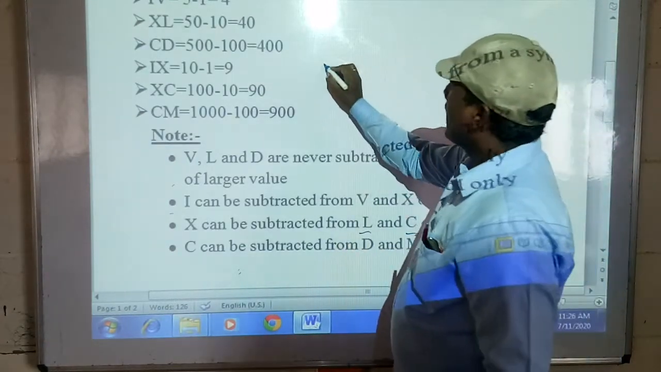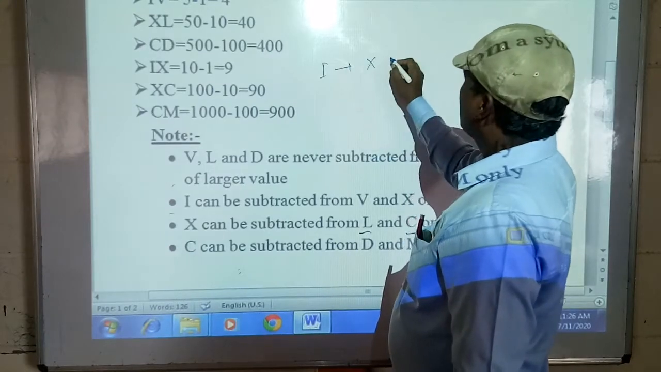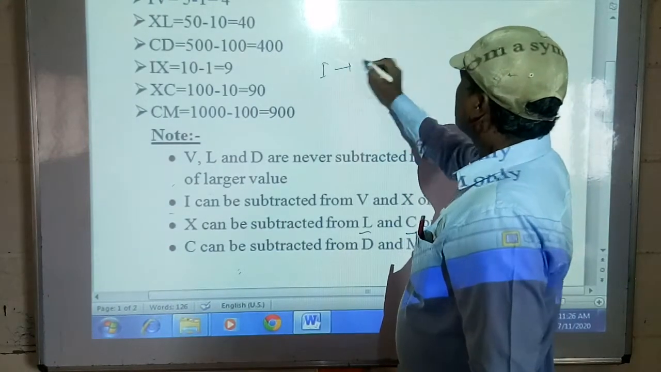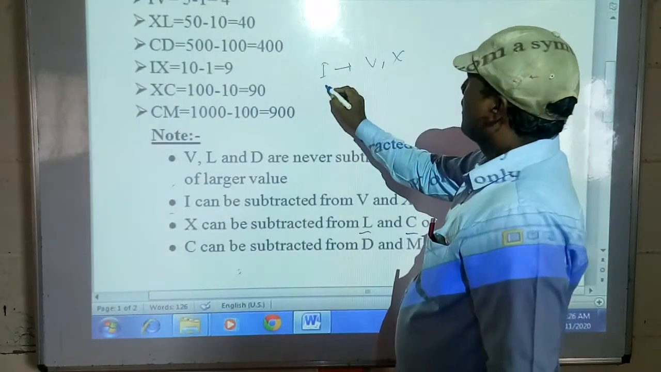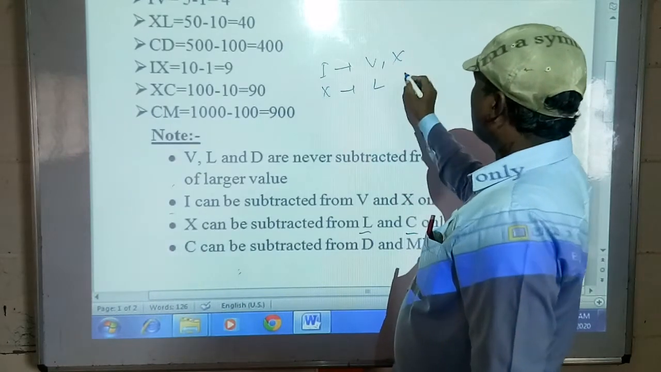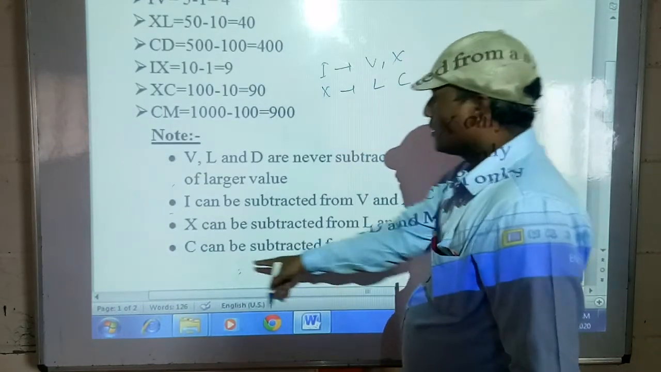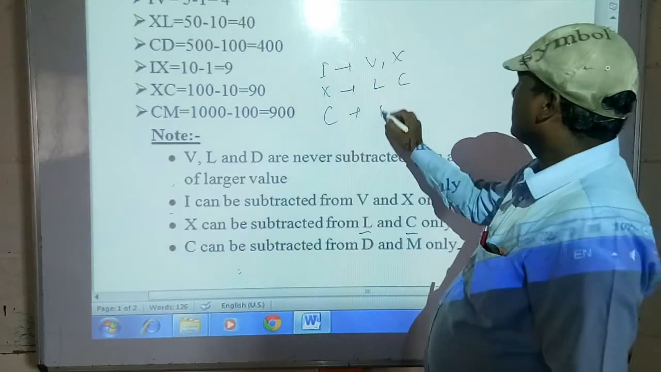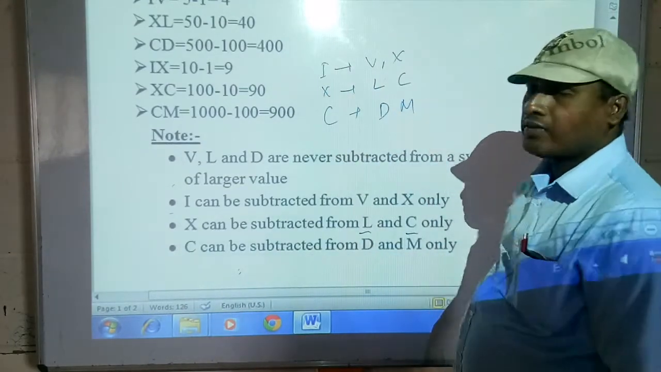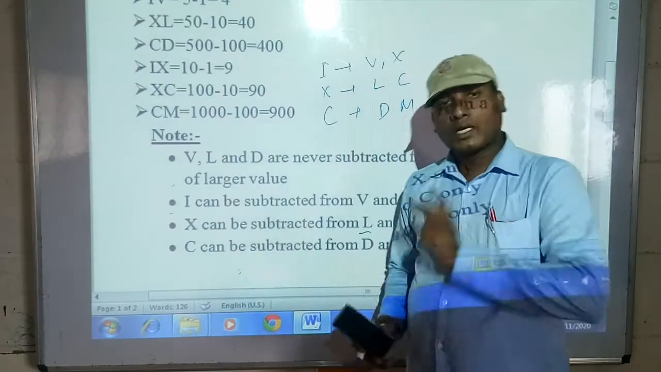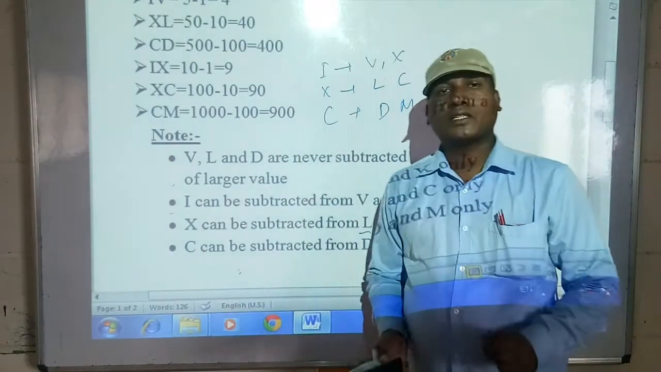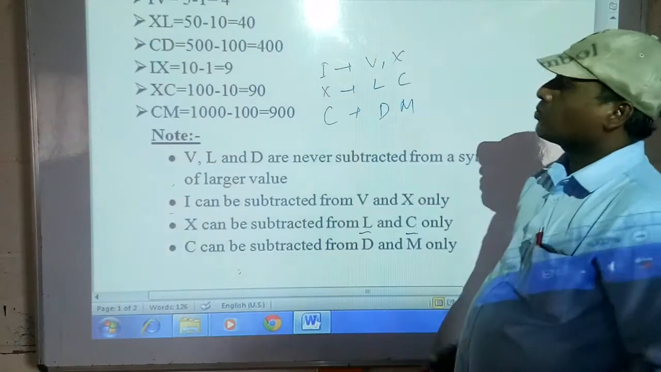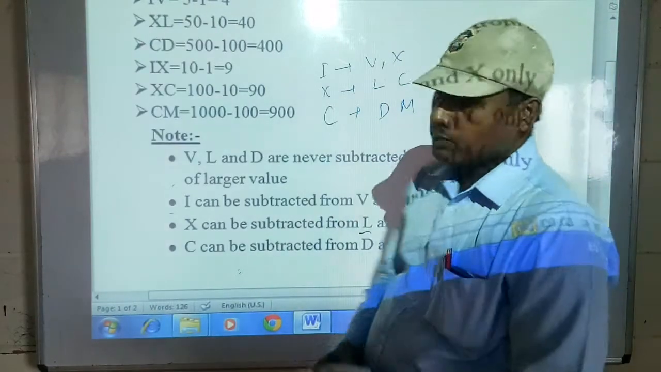So remember friends, I can be subtracted from V and X, and X can be subtracted from L and C. Next, C can be subtracted from D and M, that means 500 and 1000. From those, C meaning 100 can be subtracted. These are the notes for you students, and you have to remember them.